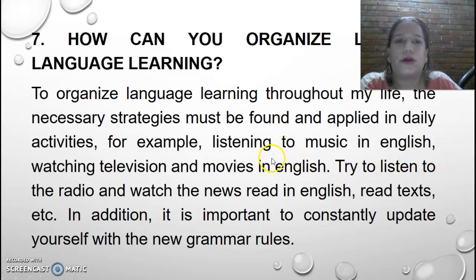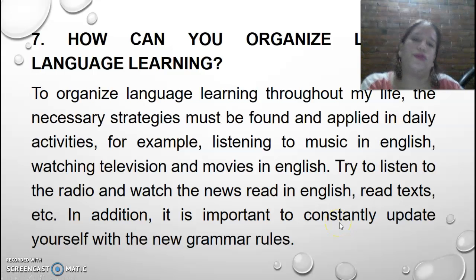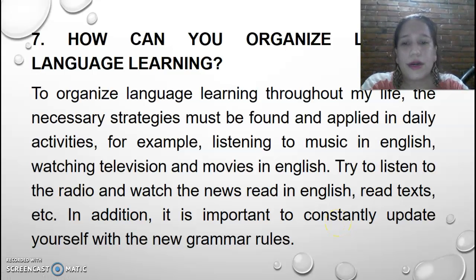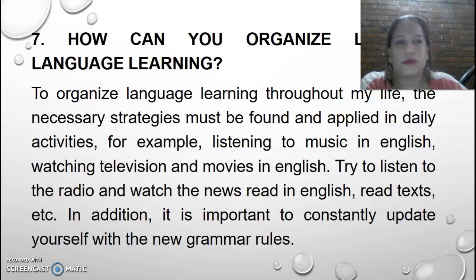7. How can you organize lifelong language learning? To organize language learning throughout my life, the necessary strategy must be to apply it in daily activities. For example, listening to music in English, watching television and movies in English, trying to listen to the radio, watching the news, reading texts, etc. In addition, it is important to constantly update yourself with the new grammar rules.